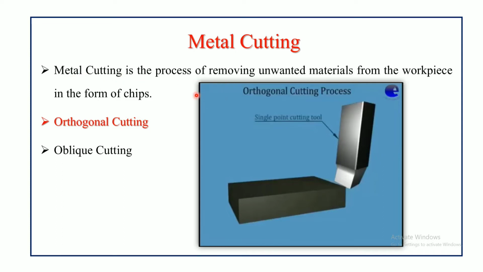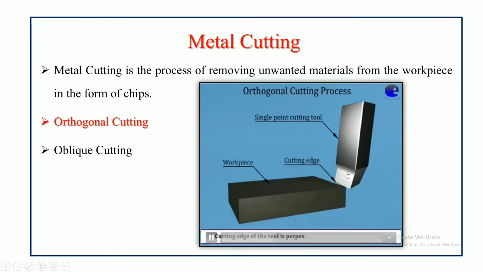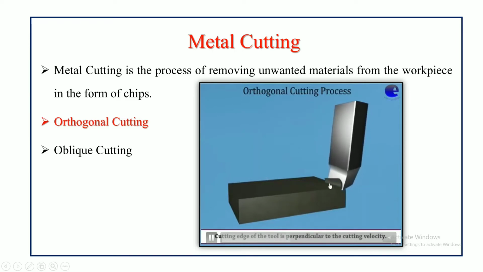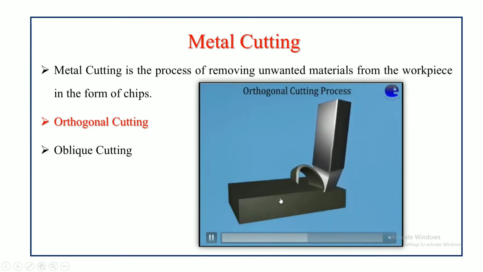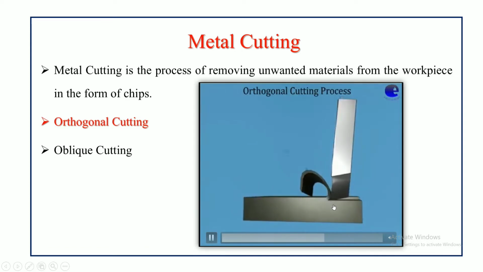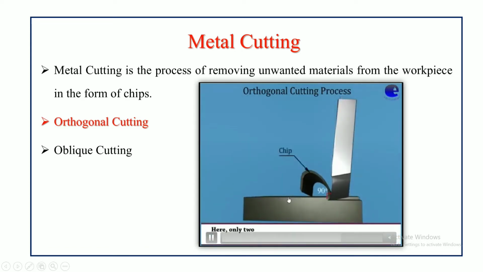As we know, metal cutting is the removal of unwanted material from the workpiece in the form of chips. There are two methods of metal cutting: orthogonal cutting and oblique cutting. In orthogonal cutting, as we see here, there is a single point cutting tool having a cutting edge perpendicular to the cutting velocity. The cutting velocity is perpendicular to the cutting edge, and two components of force act during orthogonal cutting. Those are the cutting force and thrust force.